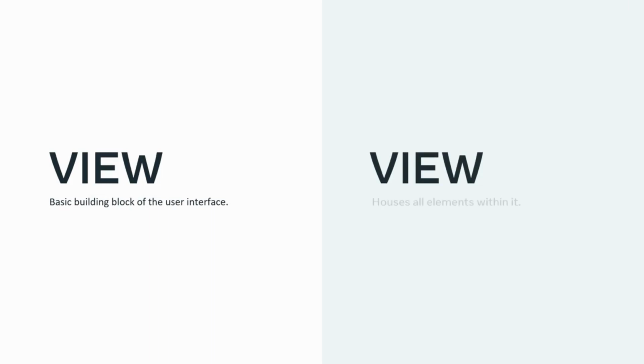In mobile development, a view is the basic building block of the user interface. It is a small rectangular element on the screen. The view houses all elements within it. It is the very first component you will need in your app. View is also the most fundamental component for building your mobile UI using React Native.